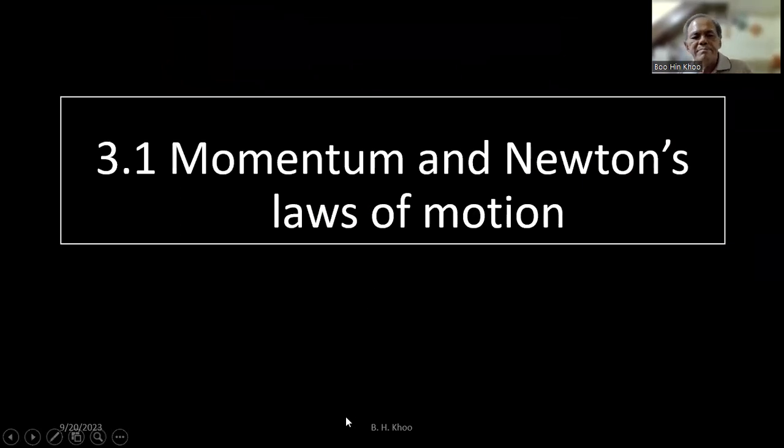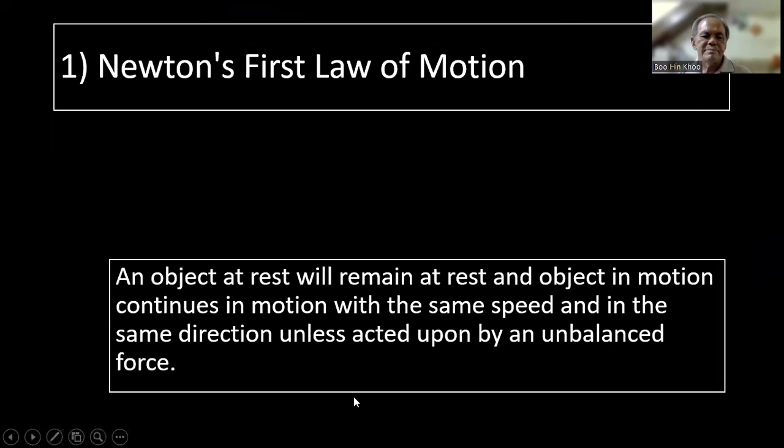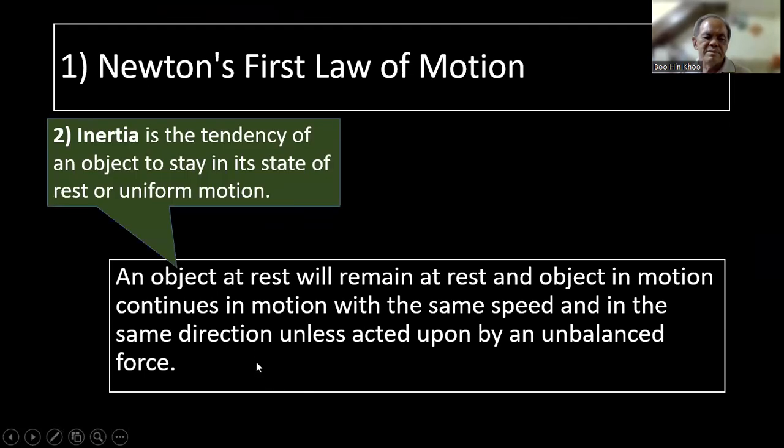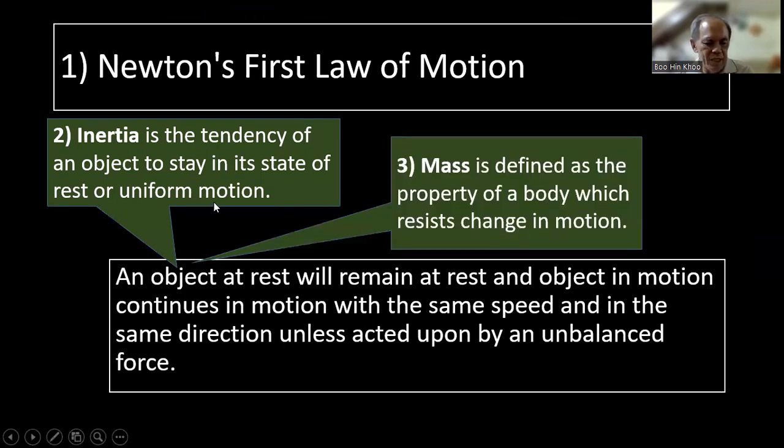Okay, 3.1, momentum and Newton's laws of motion. Newton's first law of motion: an object at rest will remain at rest. An object in motion continues in motion with the same speed and in the same direction unless acted upon by an unbalanced force. The object has mass, or we call it inertia, the tendency of the object to stay in a state of rest or motion. So this allows us to define mass as a property of a body which resists change in motion. That's defined by the syllabus.